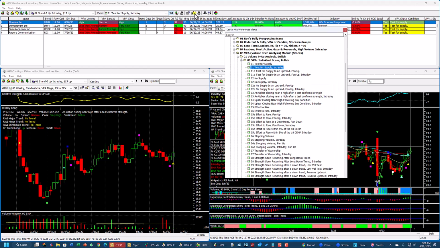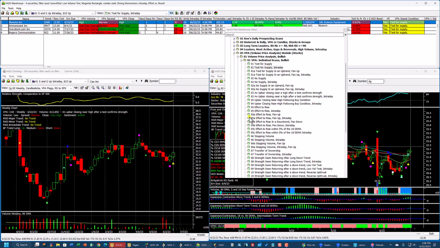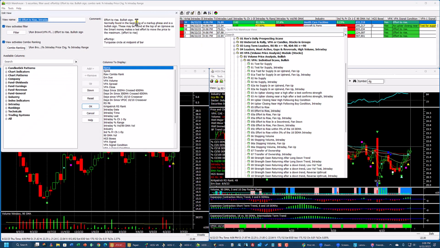to, if you click on this right here, it explains what a low volume test is. Okay, I went to all that work. This has been in there for a couple of years, and it tells you what a low volume test is. Let's see, what's an effort to rise? See if I put that in there. Effort to rise, bullish sign.